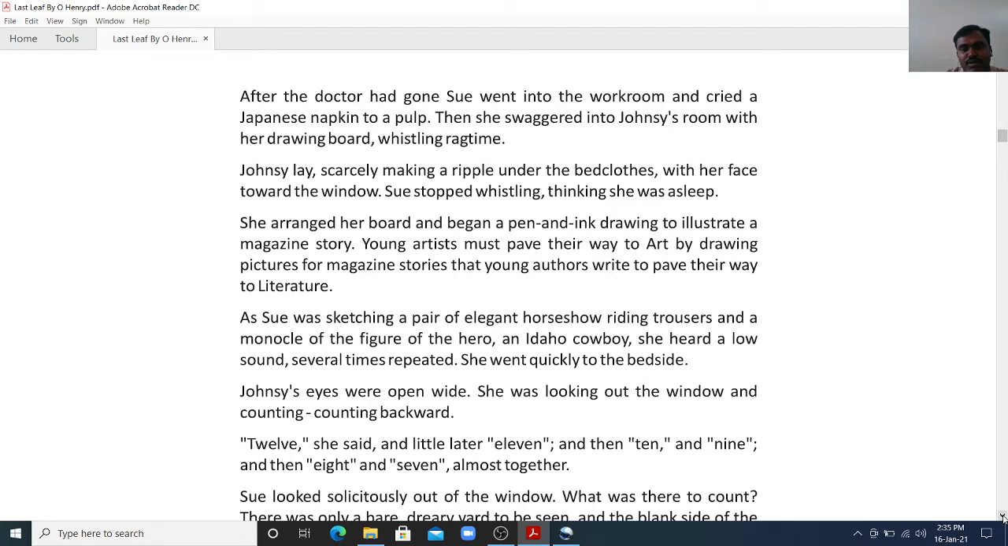Not to disturb her, she stopped her tune, and which she was making lively with her pleasant ways. She arranged her board and began a pen and ink drawing to illustrate a magazine story. So, she doesn't want to disturb Jhansi. She started with her work.